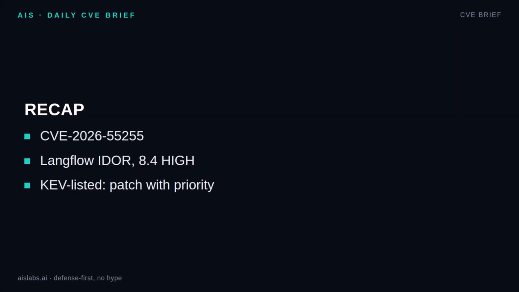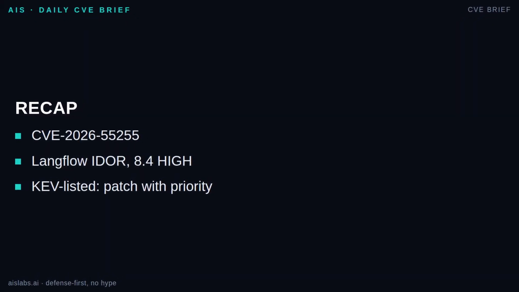To recap, CVE-2026-55255 is a Langflow IDOR, tracked as CWE-639, affecting the responses API behavior described by NVD. The issue can allow an authenticated attacker to execute another user's flow by specifying that victim's flow ID. It is scored 8.4 high, with the most important practical factors being low privileges required, no user interaction, and high confidentiality and integrity impact. The reason it made today's Daily Ranked CVE Brief at number 15 is the exploitation signal. It is on KEV, and it has a very high EPSS percentile.